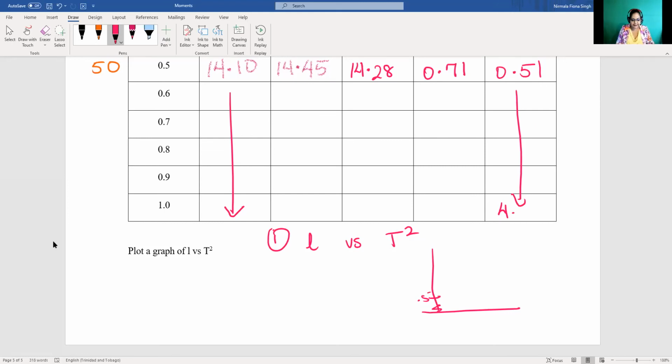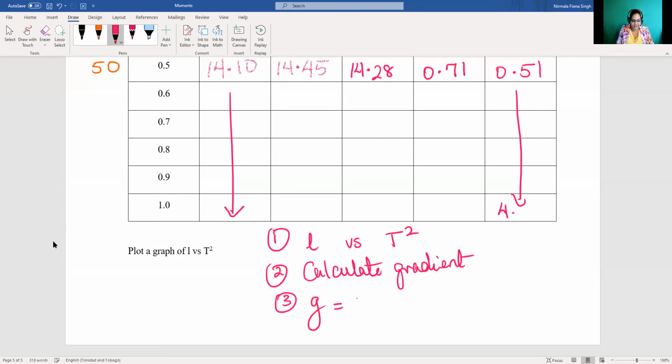Or if you want, start from 0, don't cut your graph. And you can go up the graph, it will fit, so don't worry about it. Your choice what you put on your axes. So you're going to do that, 1. 2, you're going to calculate your gradient. 3, to calculate g, g is 4 pi squared times L over t squared. L over t squared is equal to your gradient.